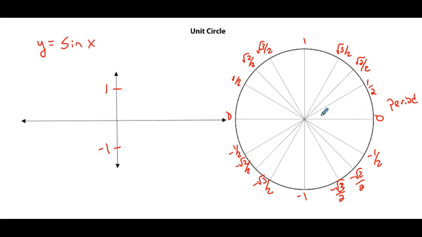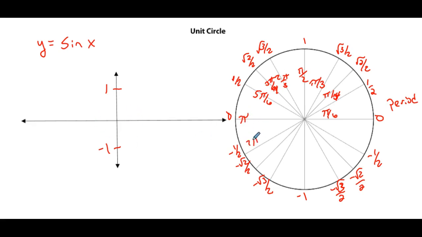The x values we'll take from the angles. So this angle was pi over 6, and then we had pi over 4, and then pi over 3, and then pi over 2, and then we had 2 pi over 3, and 3 pi over 4, and then we had 5 pi over 6, and then pi here.